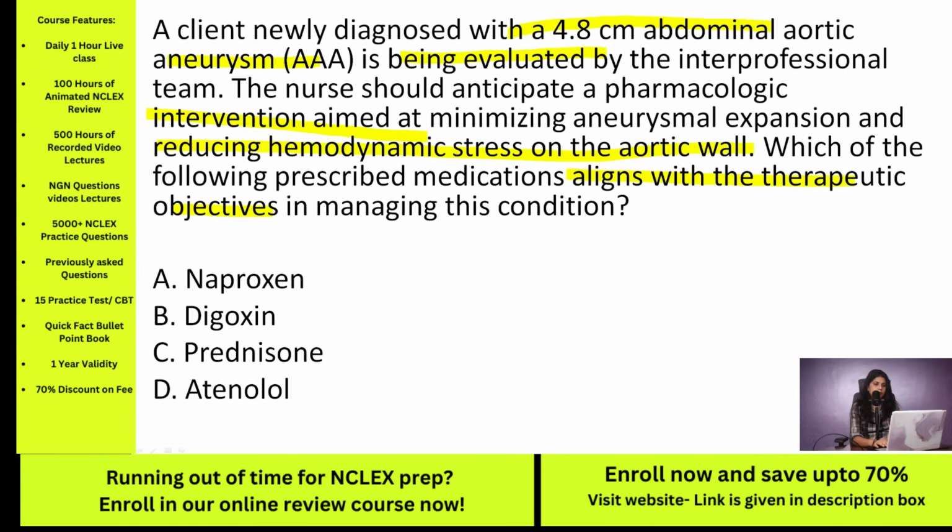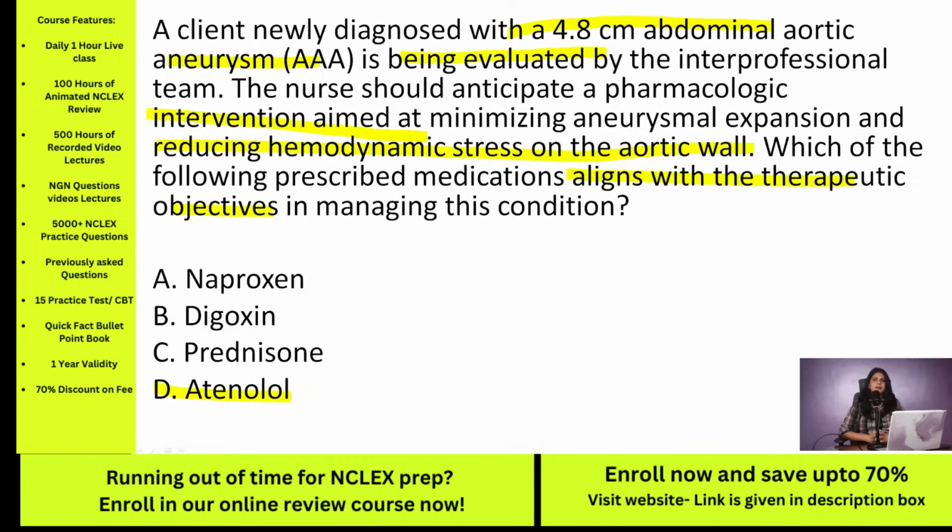Option A, naproxen. Option B, digoxin. Option C, prednisone. Option D, atenolol. Now, let's explore which of these choices directly supports the therapeutic goal of reducing stress on the aortic wall. The correct answer is Option D, atenolol.